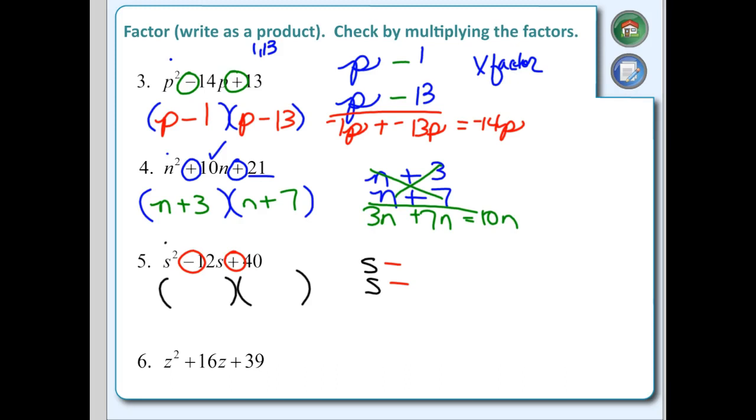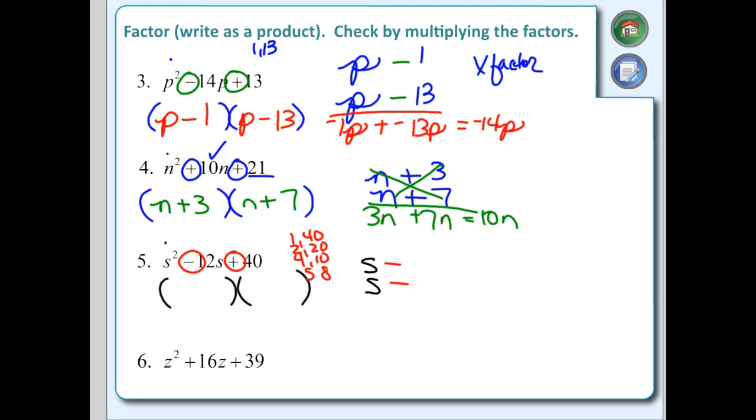Now, we've got 1 and 40, and we've got 2 and 20, and we've got 4 and 10, and we've got 5 and 8. So when I look there, which set of those factors, when I add them together, will give me 12 in the middle? None of them will. That's right.